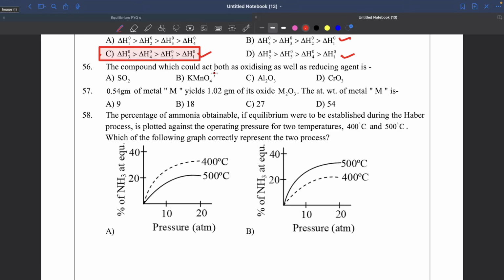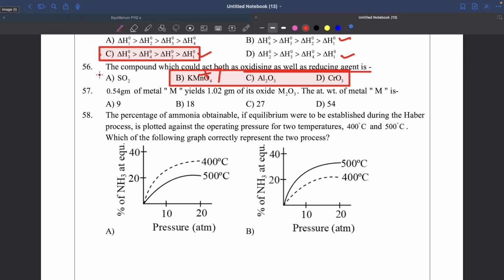The compound which could act as both oxidizing as well as reducing agent. So, in order for a molecule to be both oxidizing as well as reducing agent, it has to be in an intermediate oxidation number. So, in option B, manganese is in +7 oxidation state, it can only reduce its oxidation number. So, it cannot expand. So, all metals are in their highest oxidation states. So, they cannot be the answers.